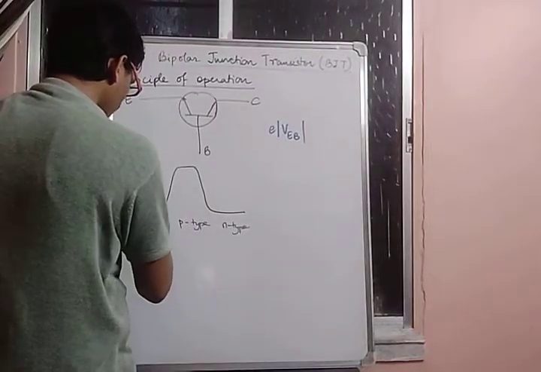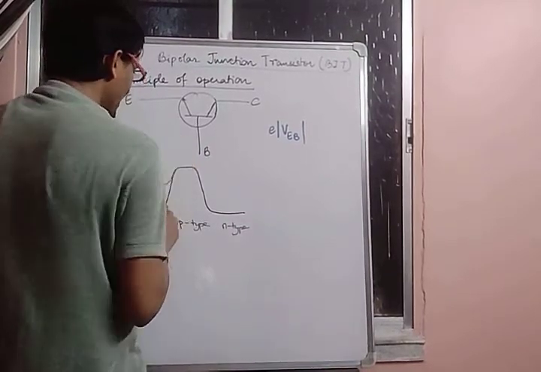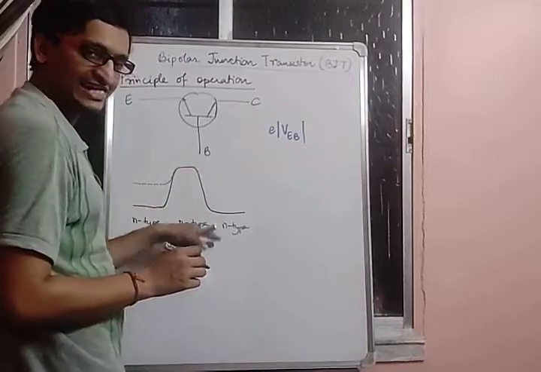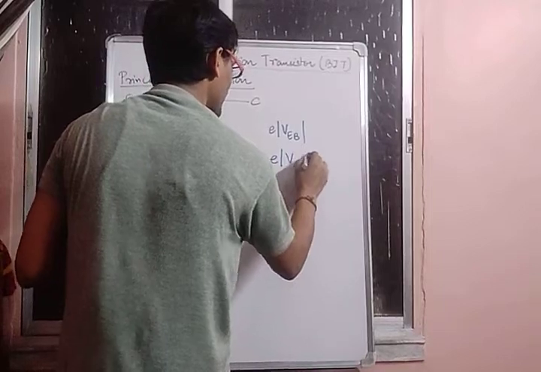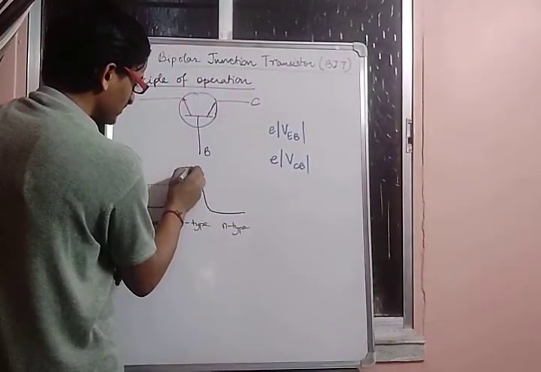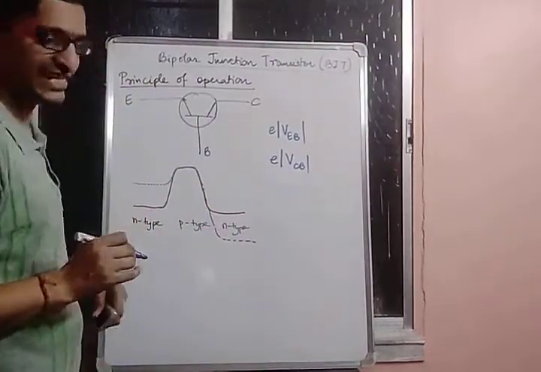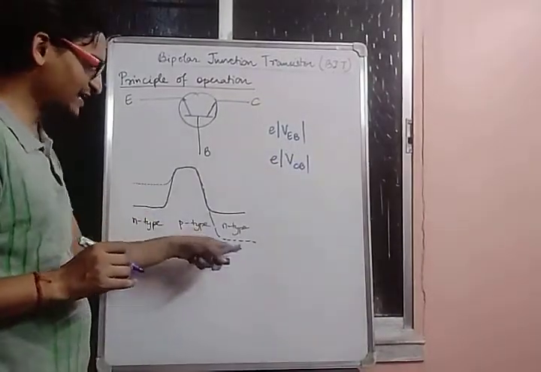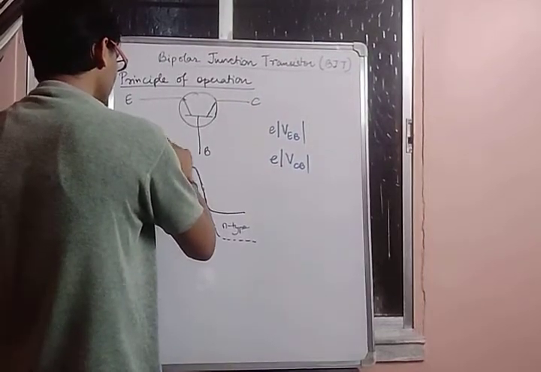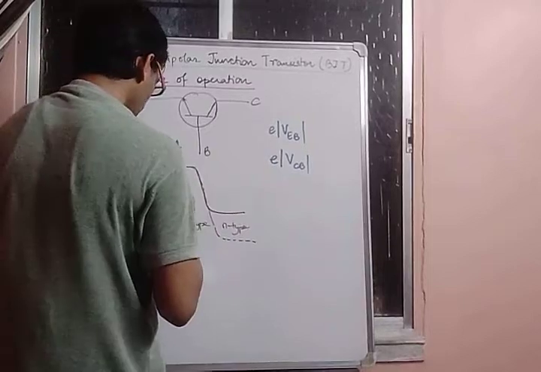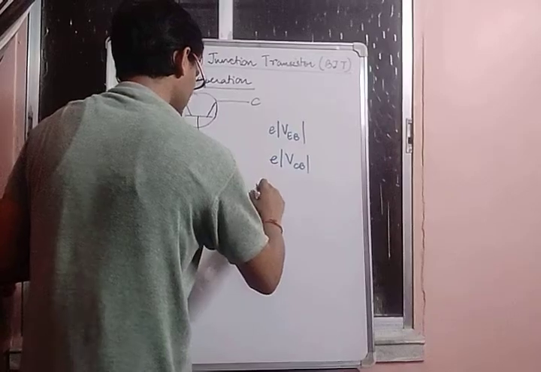So as a result, we'll get somewhat like this. At the same time, this gap will increase since we are applying a reverse bias voltage, and this increase will be equal to e times mod of VCB. So this is how the energy band diagram will look for a bias voltage, and this one is for unbiased.